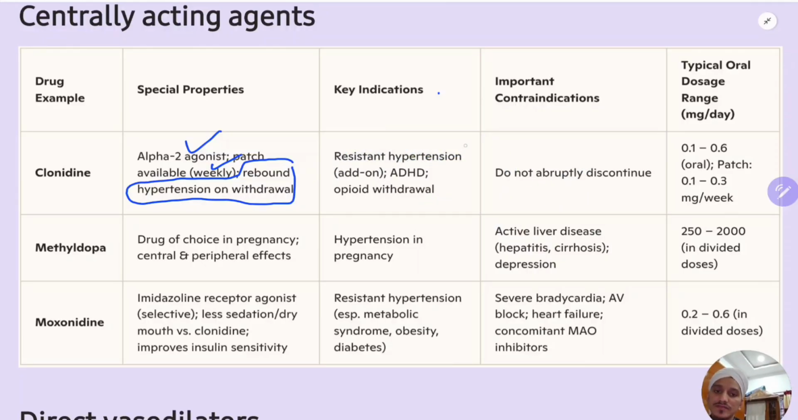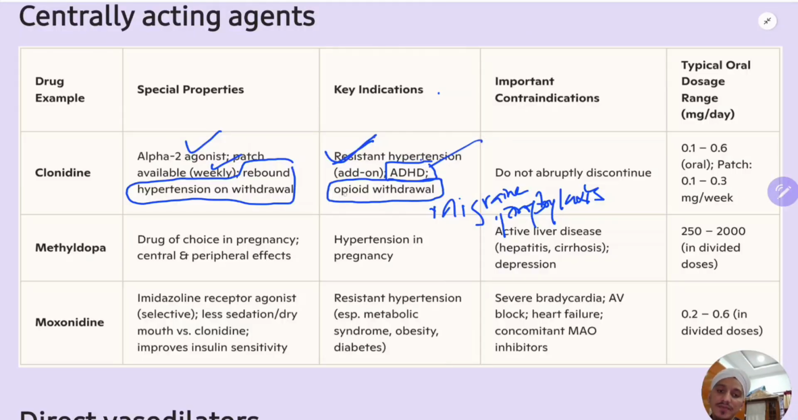So rebound hypertension on withdrawal. You can use it as an add-on in resistant hypertension. And remember this psychiatric use: attention deficit hyperkinetic disorder. You can use it in opioid withdrawal also. And one more thing, you can use it in migraine prophylaxis also. Important. So these are the things: resistant hypertension, ADHD, opioid withdrawal, and migraine prophylaxis. Opioid withdrawal you can use clonidine.